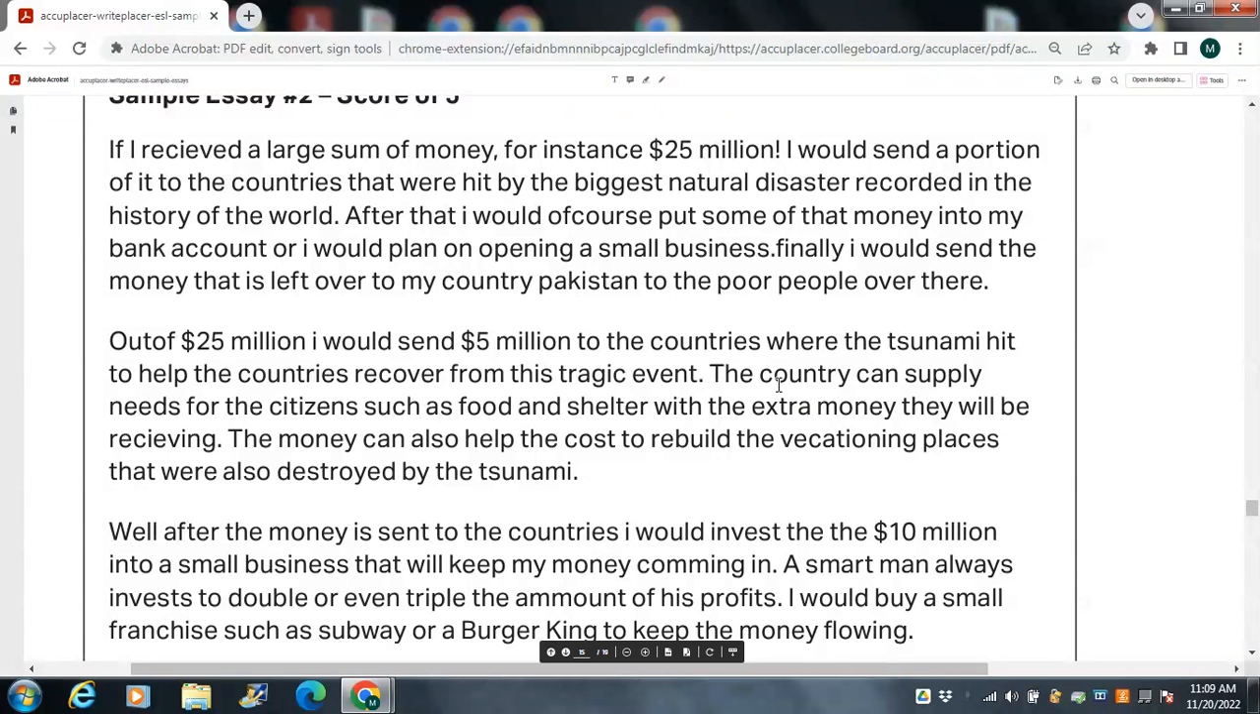Because again, they say the country can supply needs, and then for the citizens, such as food and shelter, with the extra money they will be receiving. So we kind of have an embedded clause, they will be receiving, also inside of the country can supply needs. And so it's almost set up like a complex sentence. One could argue, again, the student became a bit verbose, adding extra information and words that were not necessarily needed.